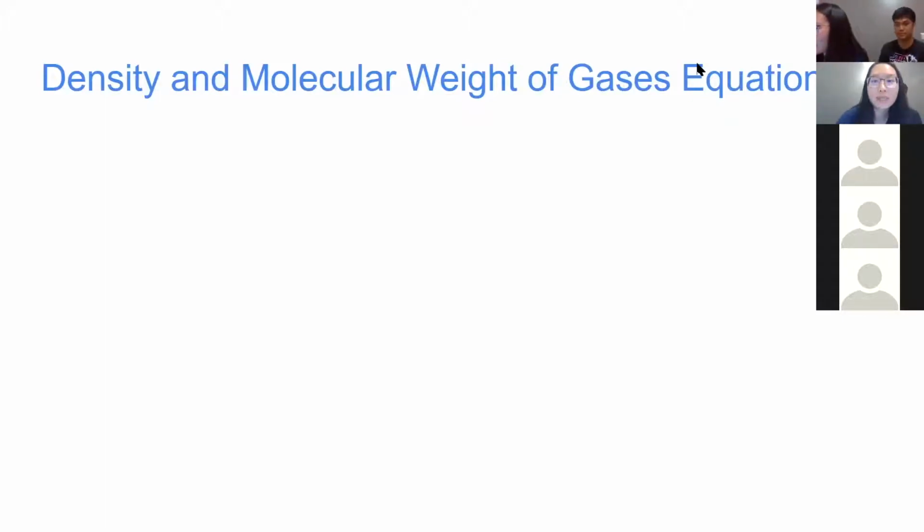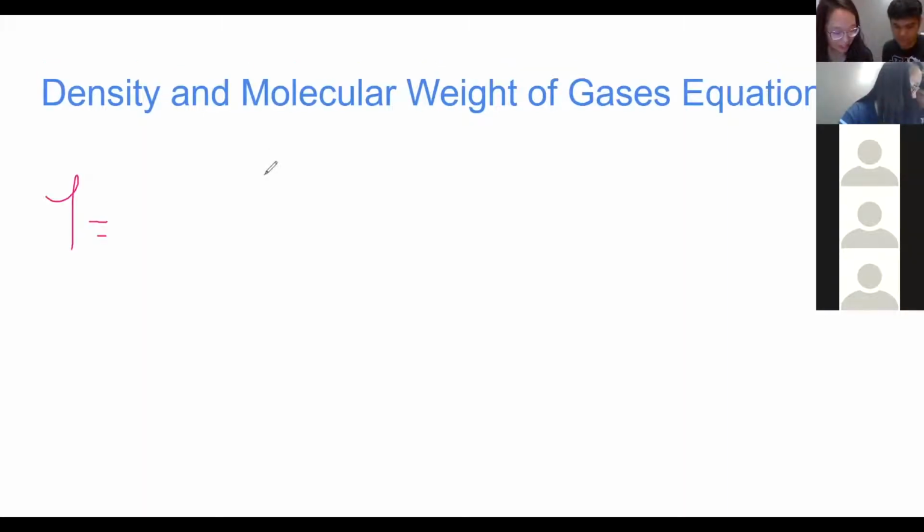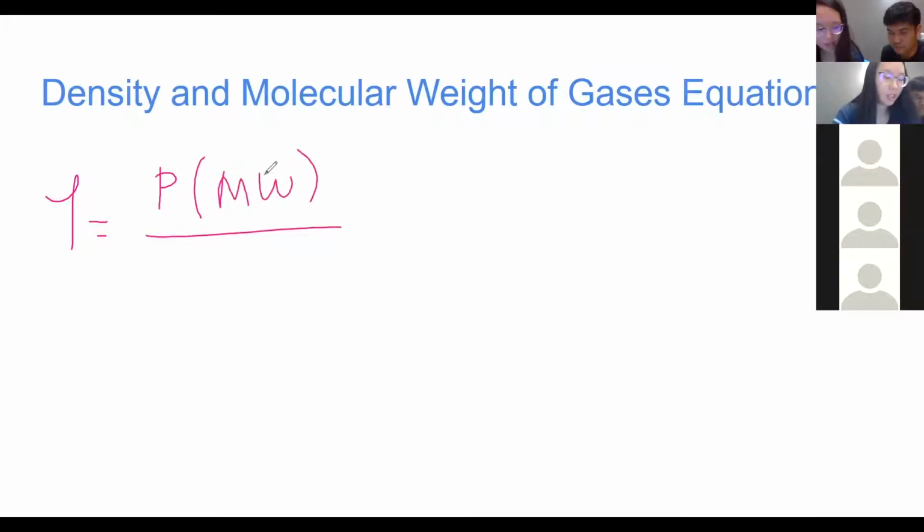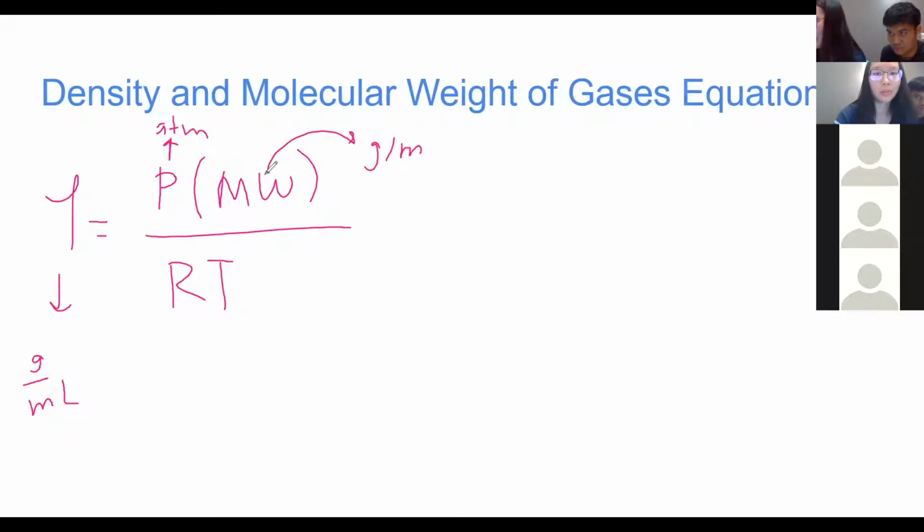Okay, so please memorize this one. Density is equal to the pressure of a gas times its molecular weight all over RT. And density is always in grams per mL. Pressure is in atm. Molecular weight is in grams per mole.